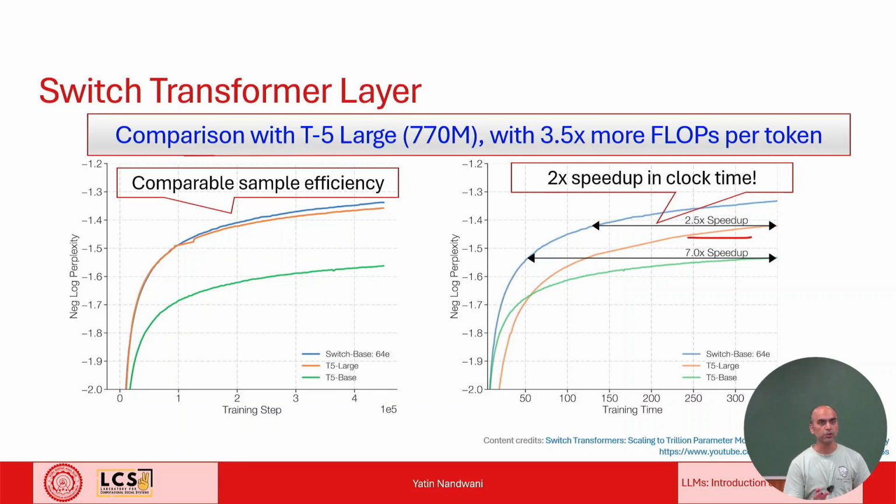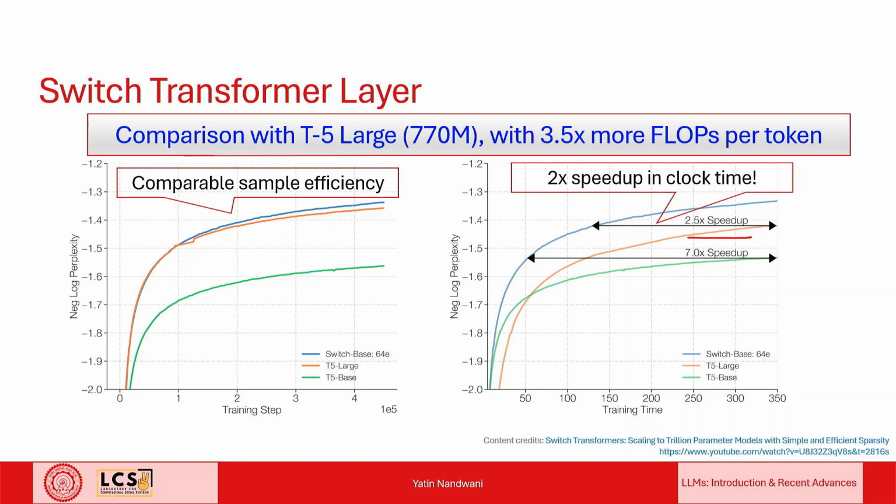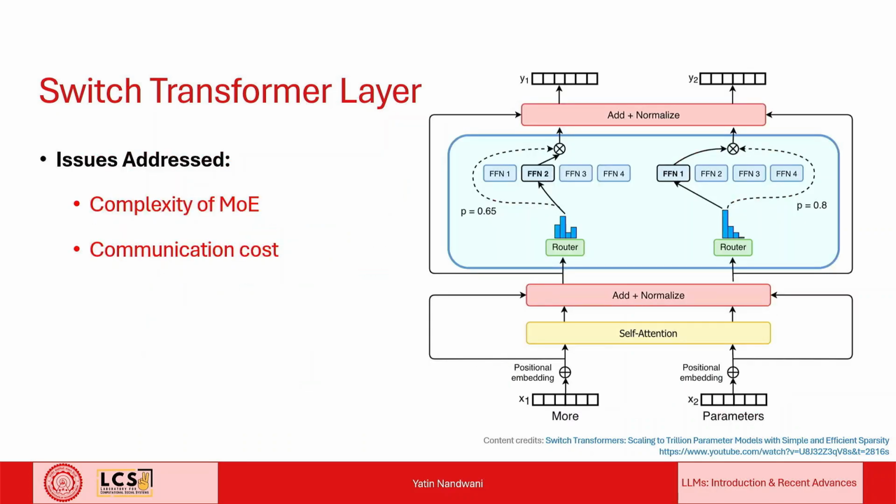I think this was the question which was asked yesterday as well: if you are using extra resources anyway, then why not train a dense model? Why are we going to a sparse model? So this is the answer to that. While sample efficiency is almost similar, we see speed ups with respect to clock time while training sparse models. And again, this is an unfair comparison as well, because these are not flop matched. Computations are also increasing in T5 large.